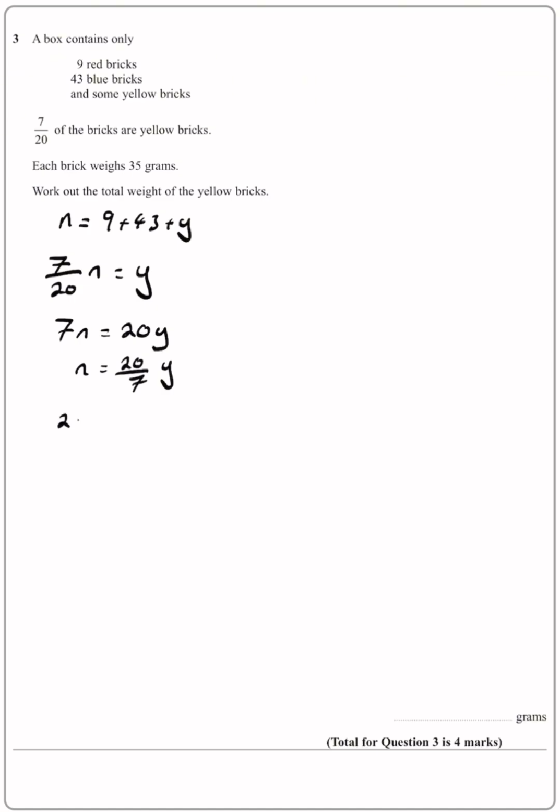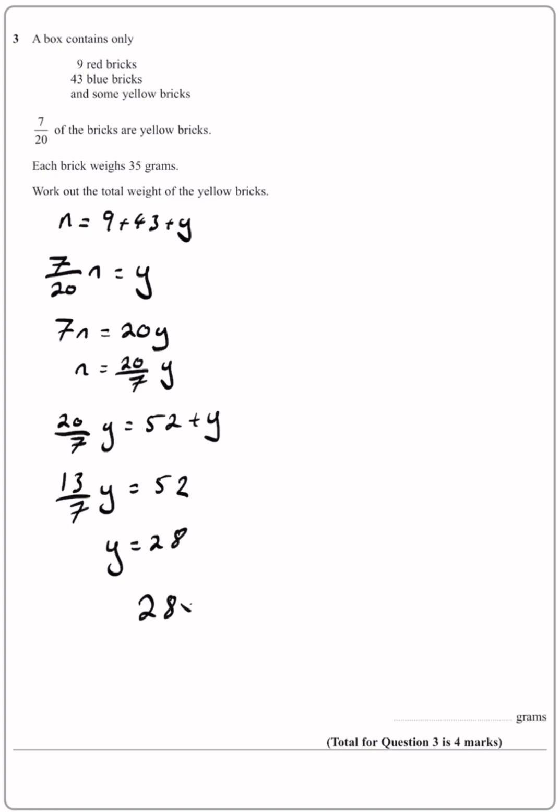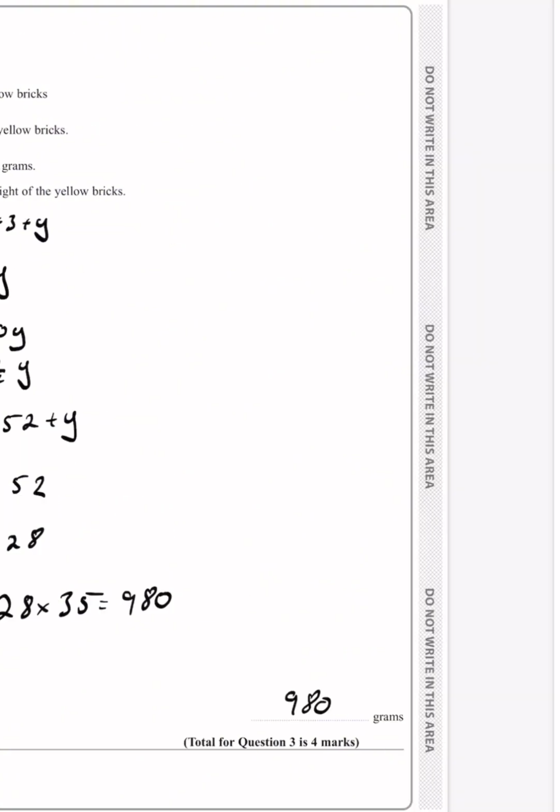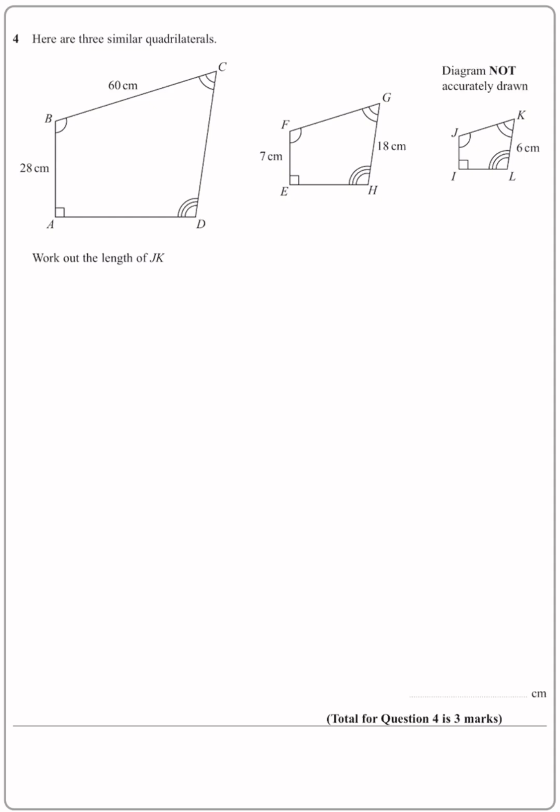I'm going to multiply both sides by 20, so 7n equals 20y, and divide both sides by 7, n equals 20 over 7 y. Substitute that into the other equation, 27/7ths of y equals 52 plus y. Subtract y from both sides, 13/7ths of y equals 52. Multiply both sides by 7, divide by 13, we get y equals 28. Each brick is 35 grams, so 28 times 35 is 980 grams. It's the total weight of the yellow bricks.